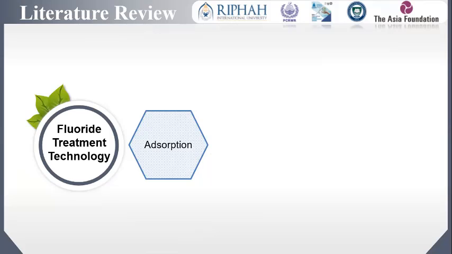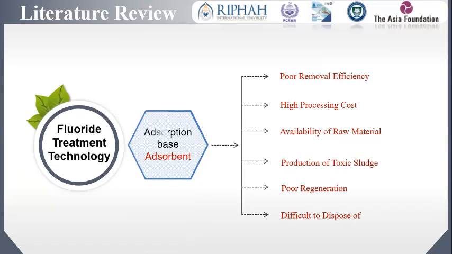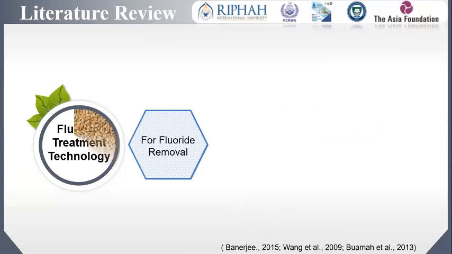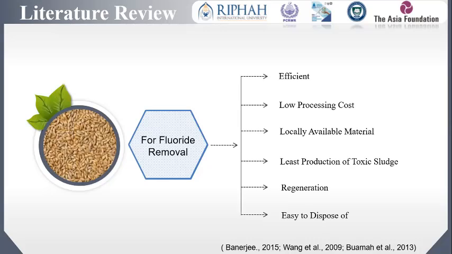But in the adsorption process, the adsorbent also faces different issues like poor removal efficiency, high processing cost, availability of raw material, production of toxic sludge, poor regeneration, and difficulty of disposal. According to my literature review, I found that neem seed has benefits in terms of efficiency, low processing cost, local availability, least production of toxic sludge, regeneration, and ease of disposal.